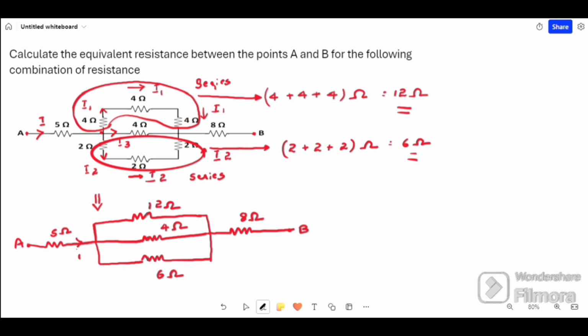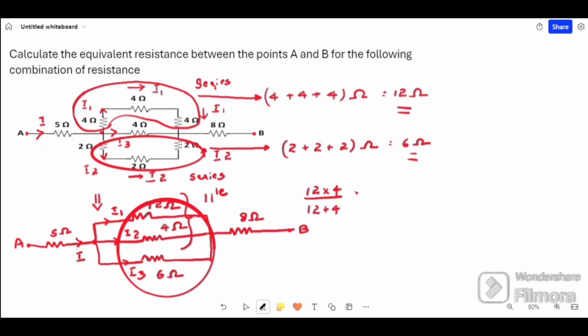Again consider current I. At this point it will split into 3 parts, I1, I2, I3. When current is splitting, it is parallel connection. Let us apply the parallel connection formula. Let us apply it for the first two resistors, 12 ohm and 4 ohm. That is 12 into 4 divided by 12 plus 4, which is equivalent to 12 into 4 by 16. That is 4 ones are 4, 4 threes are 12, which is equivalent to 3 ohm.